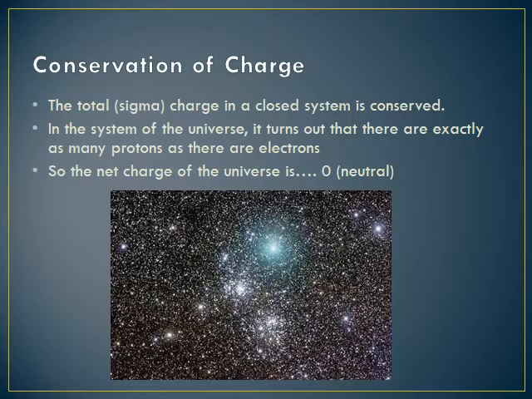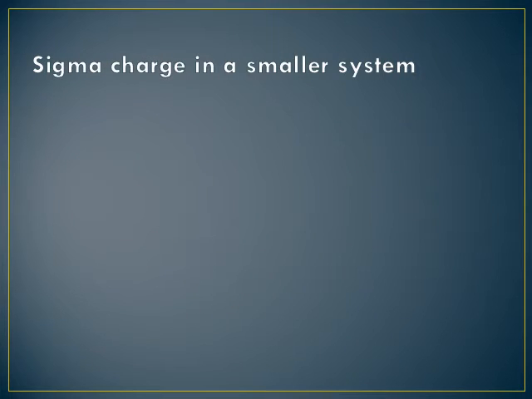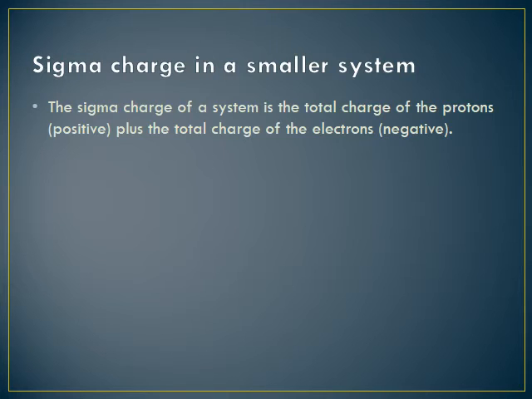So that would mean that the total charge of our universe, or the sigma charge of the universe, is actually 0, because every +1 is canceled out by a -1. Another way to say this is the universe is neutral. Systems smaller than our universe might have a non-zero sigma charge, depending on what's happened to them.